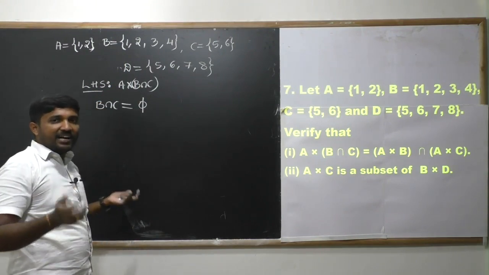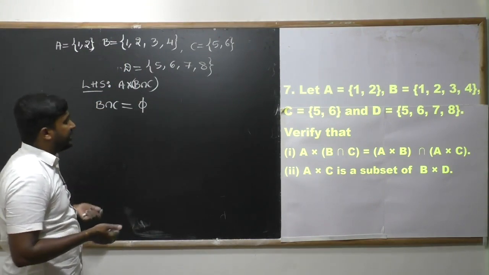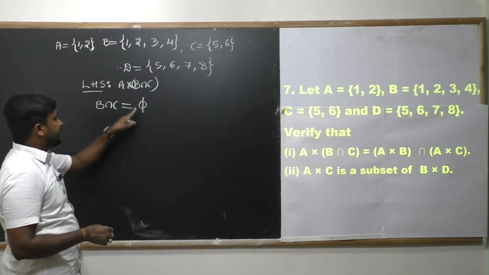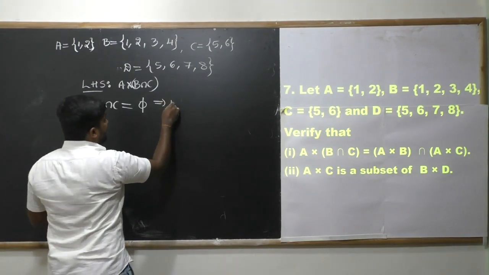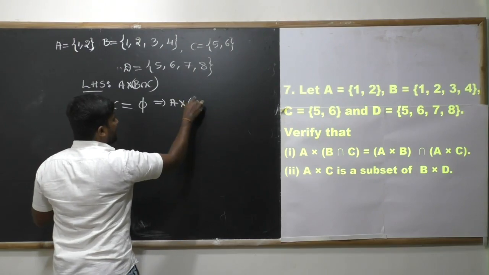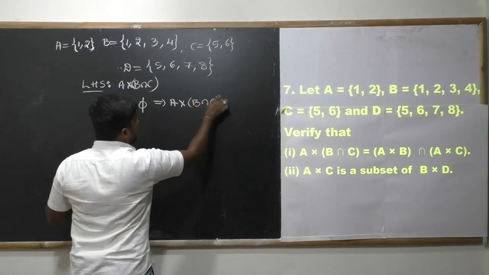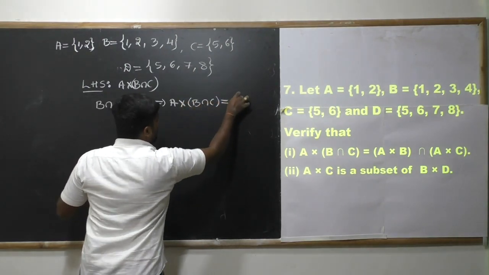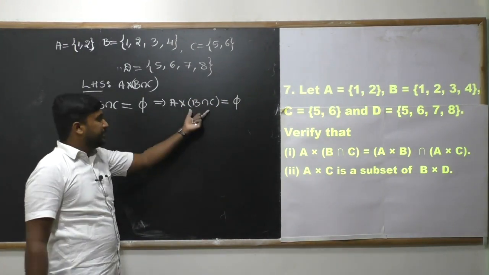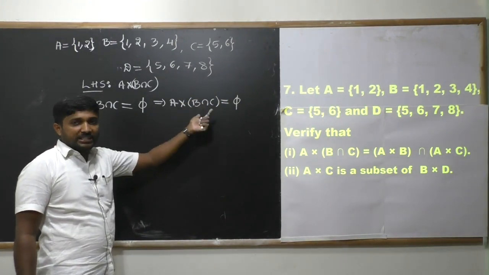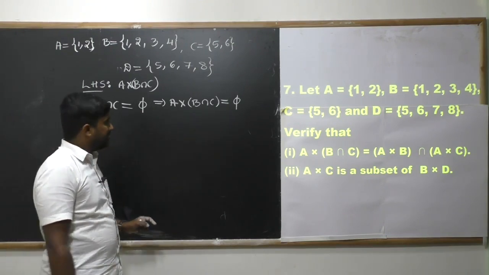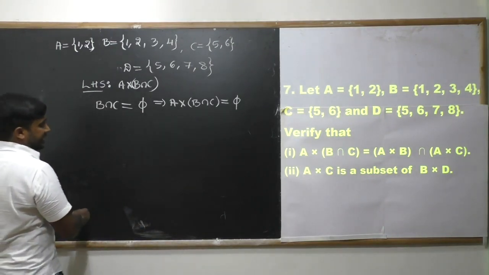B and C are disjoint sets, no common element between them. So B intersection C is equal to the null set. This implies A cross of B intersection C also is equal to the null set, because B intersection C is the null set. The cross product of a set with the null set is the null set. Okay, this is the LHS.